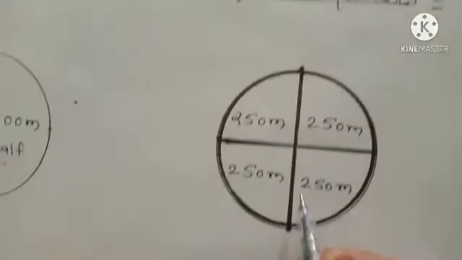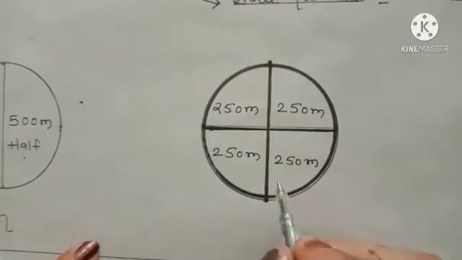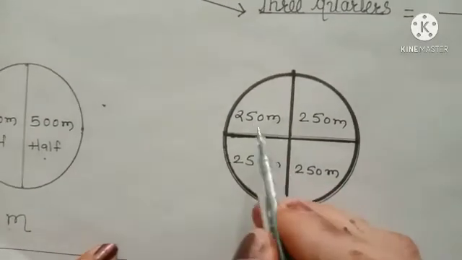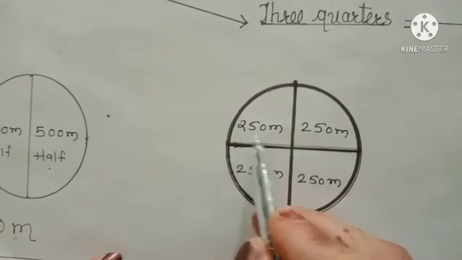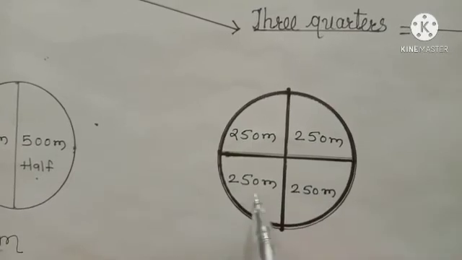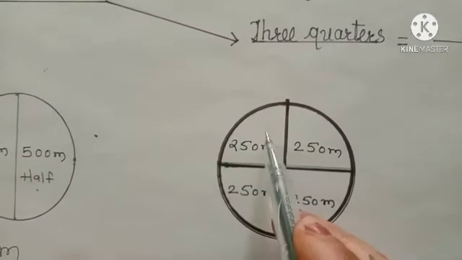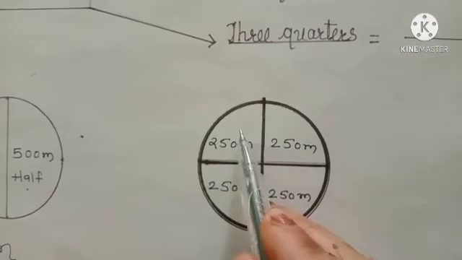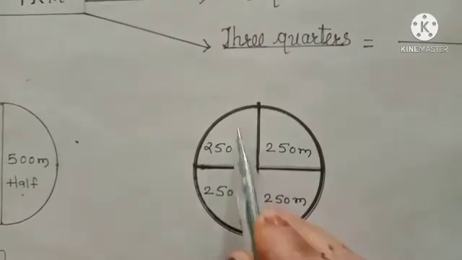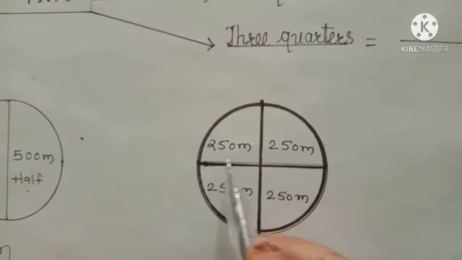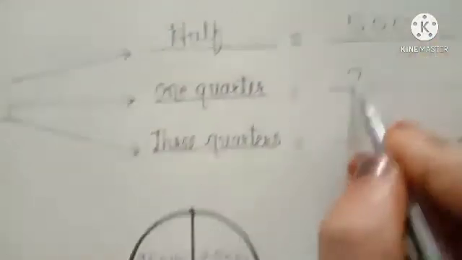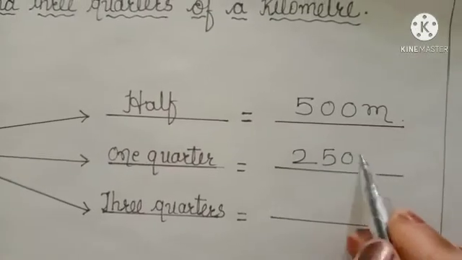Again, I have made the four equal parts of this 1000 meter. So it will be distributed into 250 meters, 250 meters, 250 meters and 250 meters. Means each 1/4 part is distributed in 250 meters. You will see here, this is the 1/4 part and this 1/4 part is equal to 250 meters. It means 1/4 of 1000 meter is equal to 250 meters.